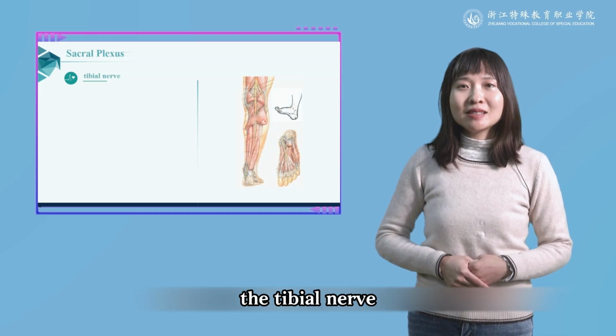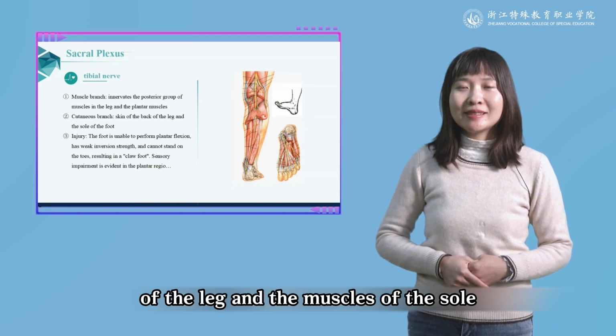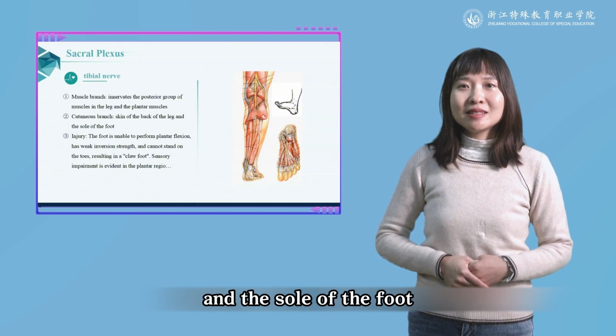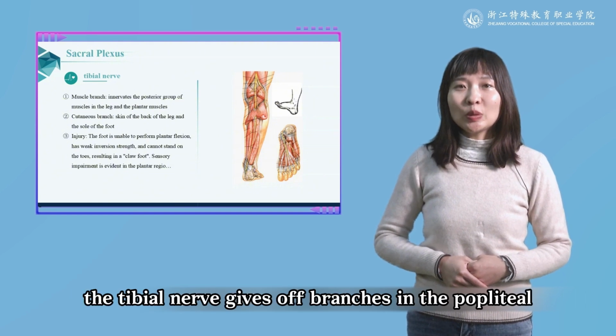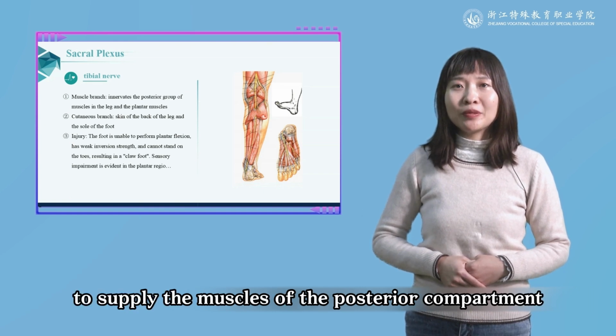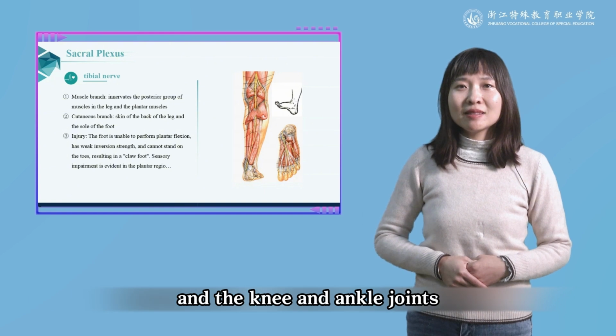The tibial nerve supplies the muscles of the posterior compartment of the leg and the muscles of the sole, as well as the skin on the posterior aspect of the leg and the sole of the foot. The tibial nerve gives off branches in the popliteal fossa and the posterior leg to supply the muscles of the posterior compartment, the skin on the back of the leg, and the knee and ankle joints.